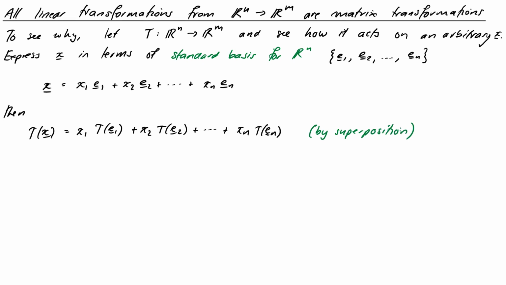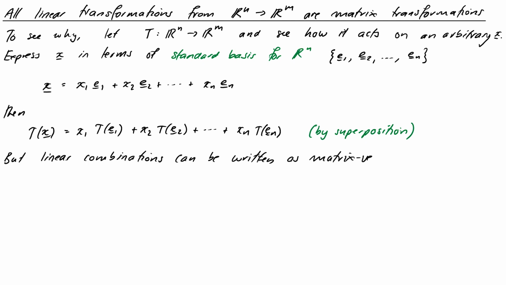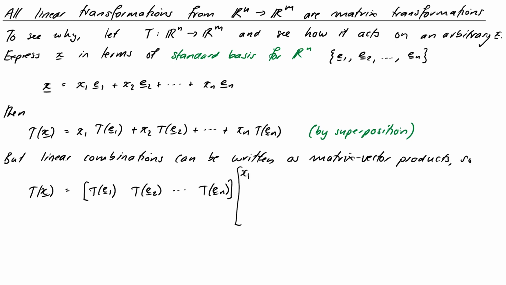Okay, let's just think about what we've got here. So T of e1, that's a vector in Rm, so is T of e2. So what I've actually put down here is a linear combination of vectors in Rm. And we know that linear combinations can be written as matrix vector products. So that means that T of x will actually be the matrix with all those Rm vectors as columns. So it'll be the matrix T of e1, T of e2, all the way through to T of en, times the vector x1, x2 through to xn.